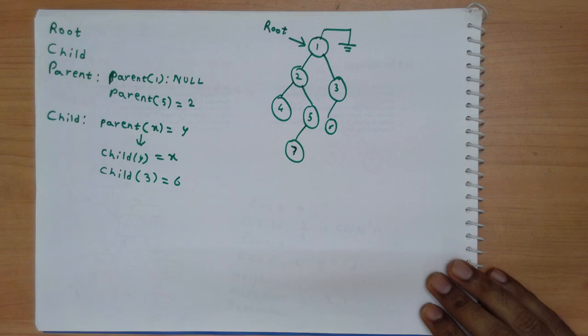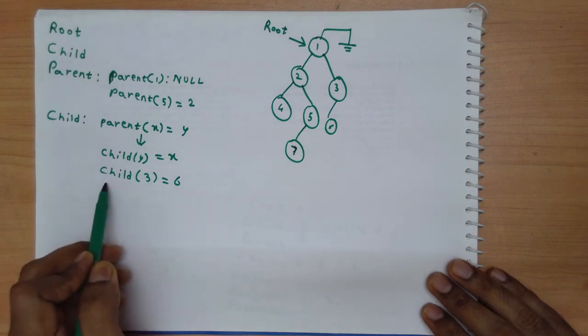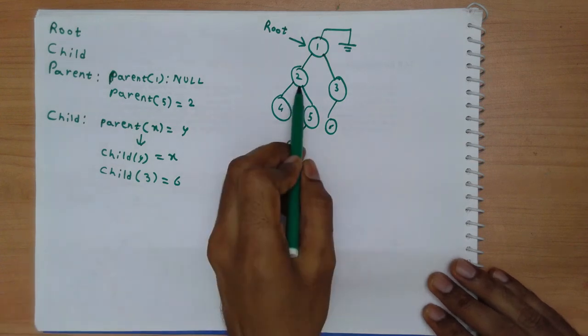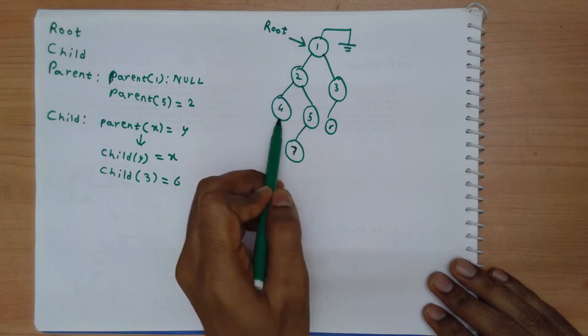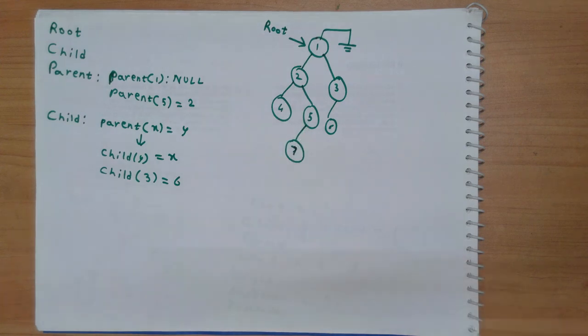Please remember that this is not strictly a function in the mathematical sense, because for some nodes there could be multiple values for child. For example, if I take node 2, it has two children, 4 and 5. So you can have multiple children.